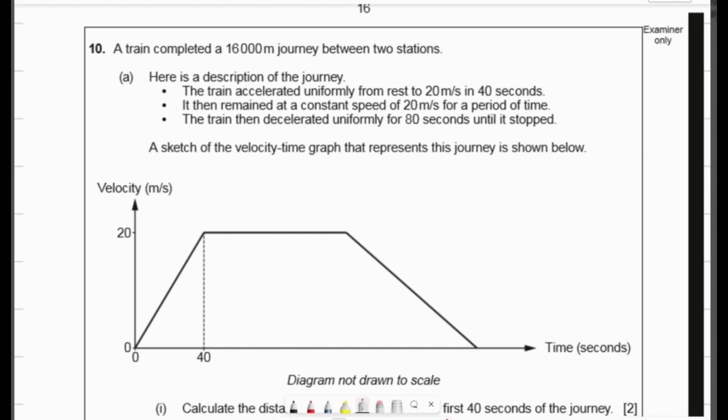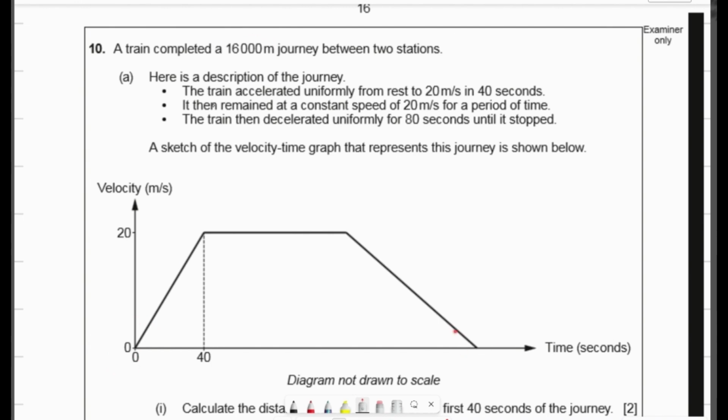Please read the question here in front of your eyes, pause the video for a second, and then continue to read it together. Okay, let's read it together here. A train completed 16,000 meters, and you can figure out this is the distance between two stations. So this station and this station here. Here is a description of the journey.